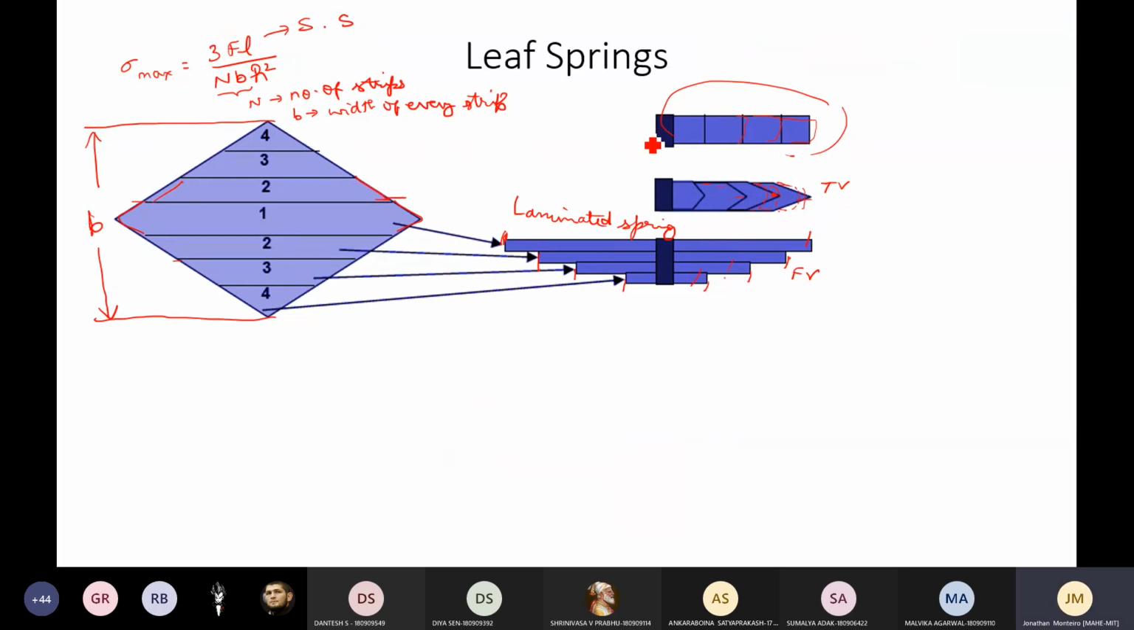Depending on how you are understanding this equation, whether it is a simple beam or a cantilever beam. So this is for a simply supported beam. If you are using a cantilever beam approach, then the same thing can be written as sigma max equals 6FL by nBH squared. This is all available in the table. We'll use it whenever the problem requires it.